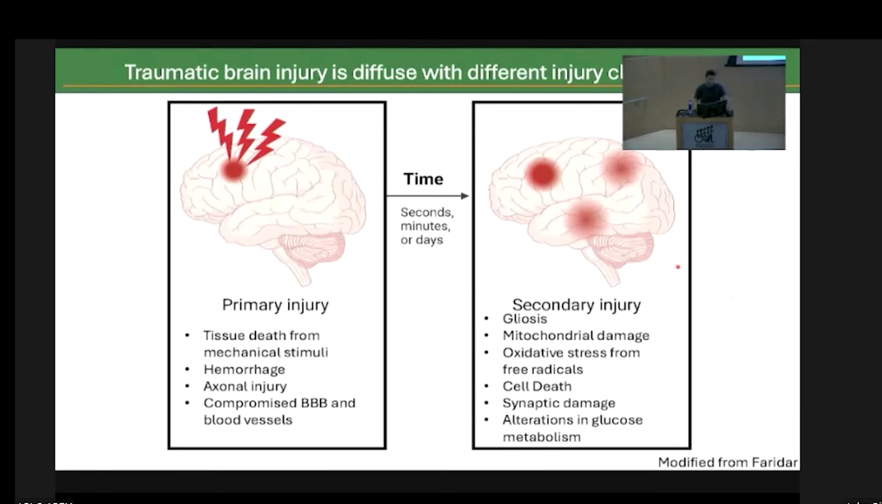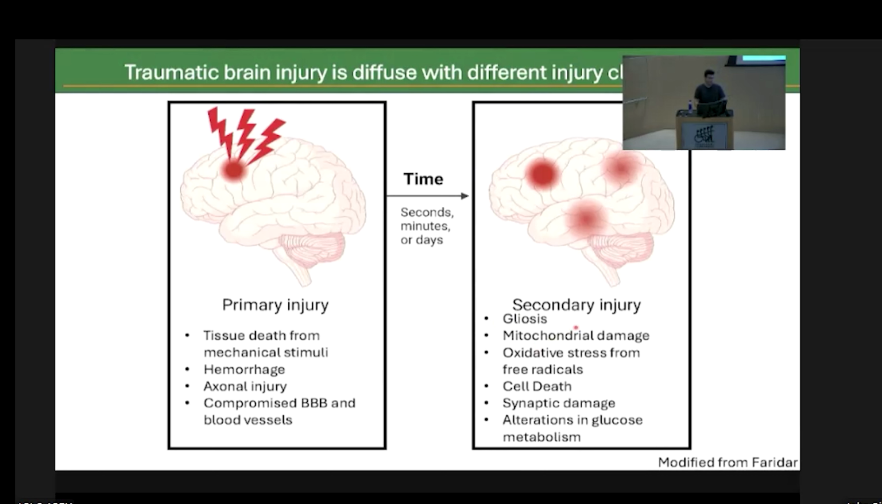Traumatic brain injury can be classified into two distinct phases of injury. First, the primary injury, which is a result of the initial mechanical impact to the brain. So it's really focal, all the damage occurs at the site of injury. The injuries we see here are tissue death from the mechanical stimuli, hemorrhaging, axonal injury, and a compromised blood-brain barrier and blood vessels.